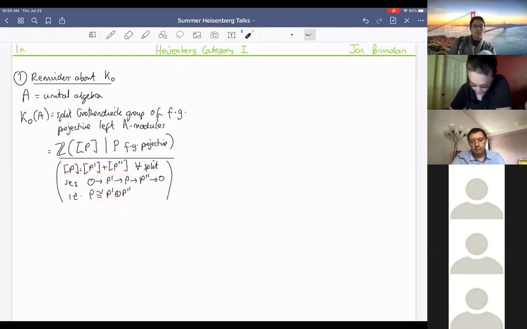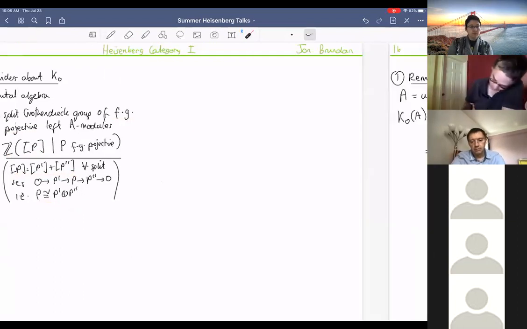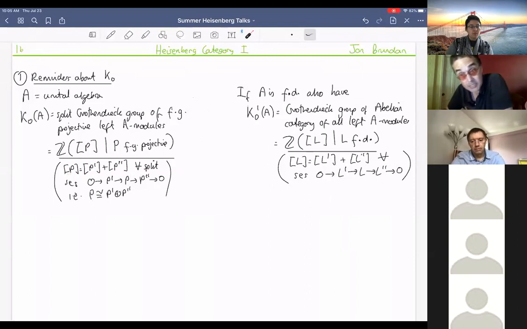The world I like best is the world of finite dimensional algebras. So let's think what happens if A is a finite dimensional algebra rather than an arbitrary unital algebra. Then you can also consider what I call K0' of A, which is the usual Grothendieck group of the abelian category of all left A-modules. This is the free abelian group on isomorphism classes of all finite dimensional modules, and there the relations come from short exact sequences in that abelian category.